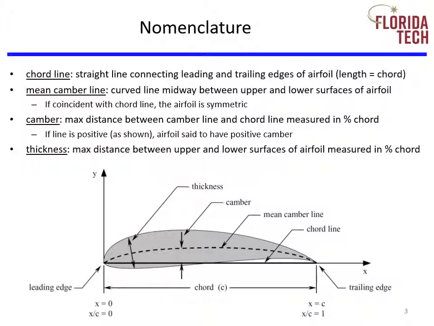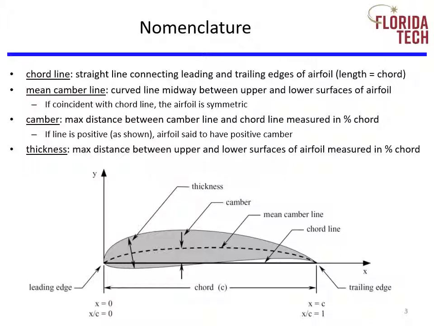The mean camber line is the locus of points halfway between the upper and lower surfaces as measured perpendicular to the mean camber line itself. If the mean camber line is coincident with the chord line, the airfoil is symmetric.